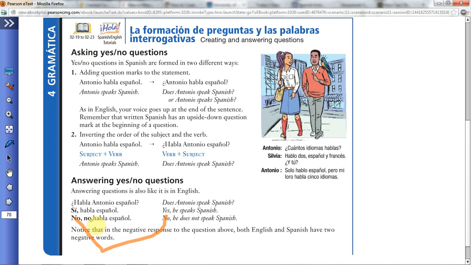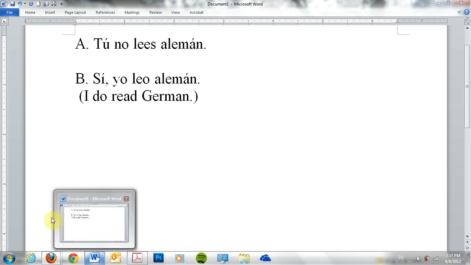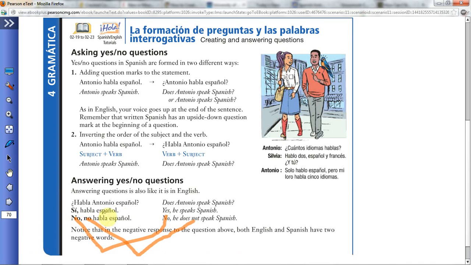The second one negates the verb, negates habla, makes it negative. That second no corresponds to not. Okay, so if you're gonna take this all out, okay, don't forget the no.